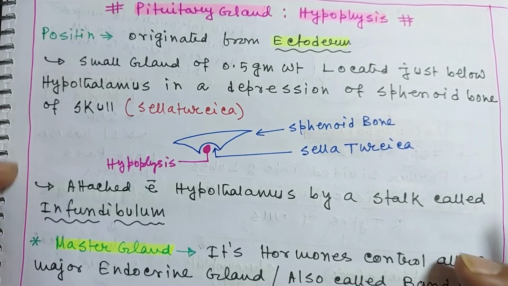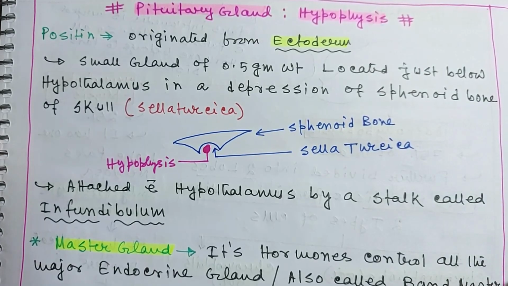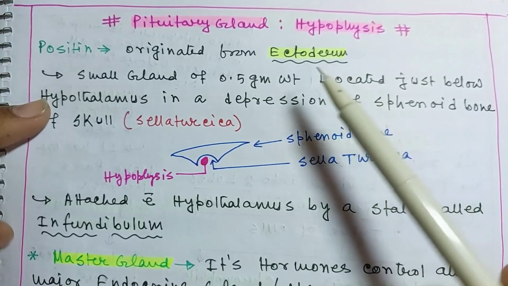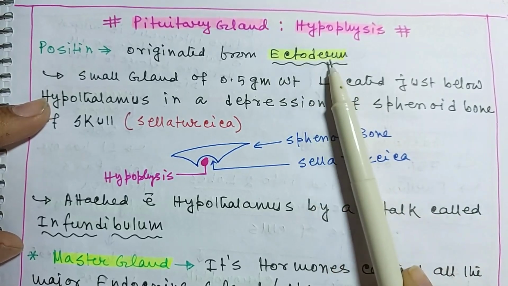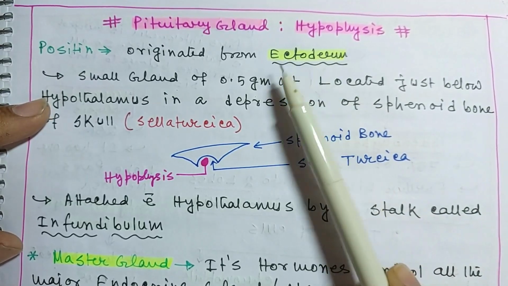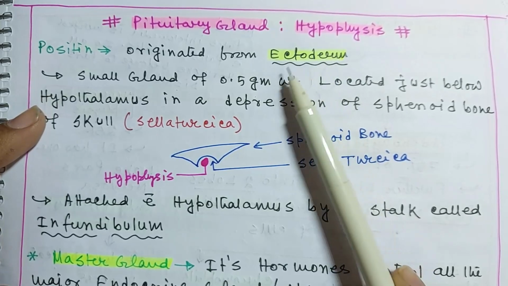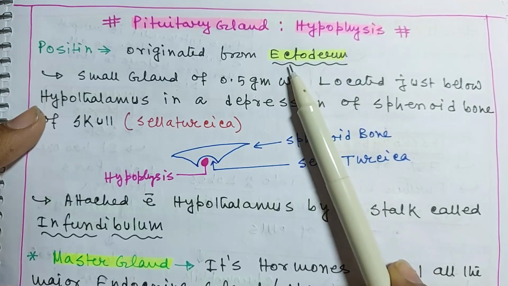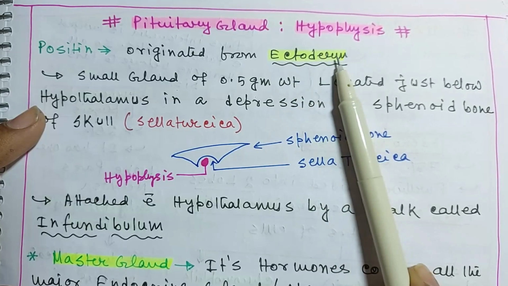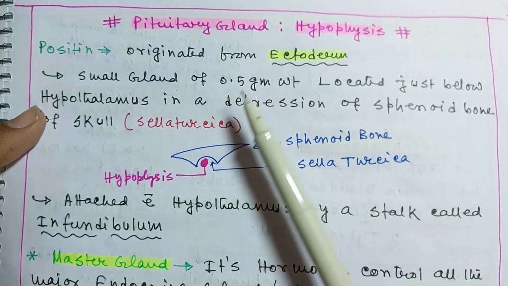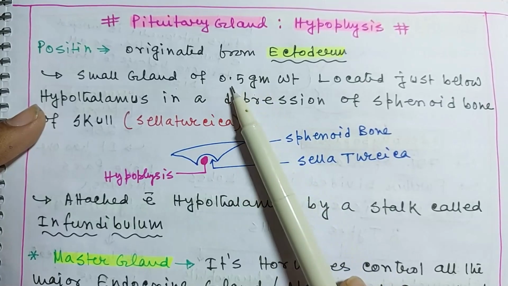But this pituitary gland is again controlled by the hypothalamus. So the hypothalamus is also known as the master of the master gland. The pituitary gland originates from the ectoderm germ layer. During embryonic development, or gastrulation, three types of germ layers are formed in the human embryo: ectoderm, endoderm and mesoderm. So the pituitary gland originates from the ectoderm, and this is a very small endocrine gland whose weight is only 0.5 gram.